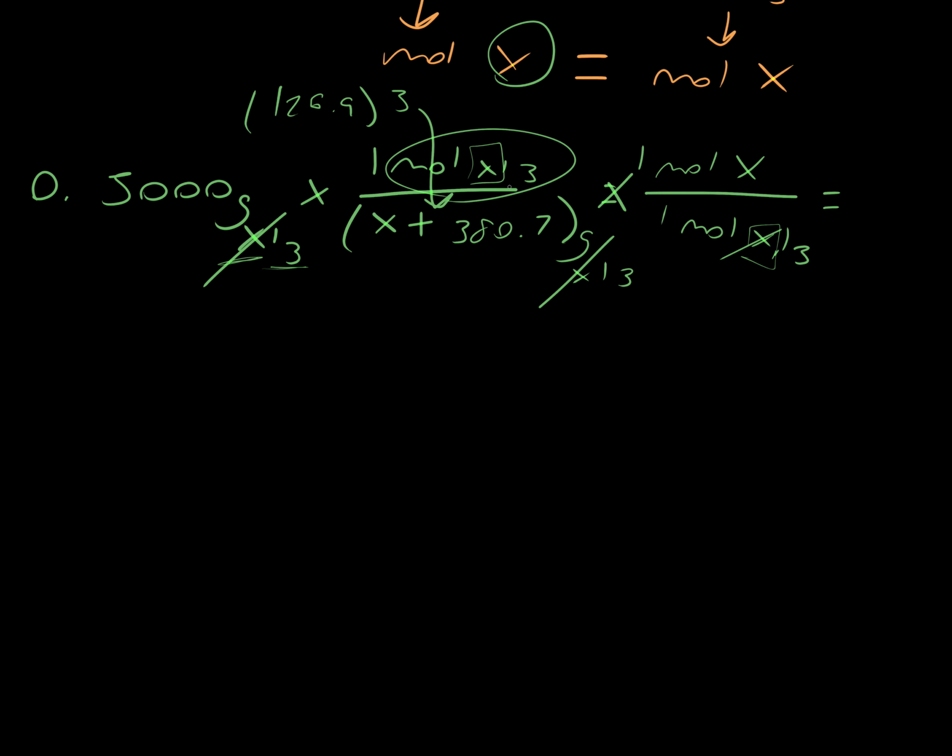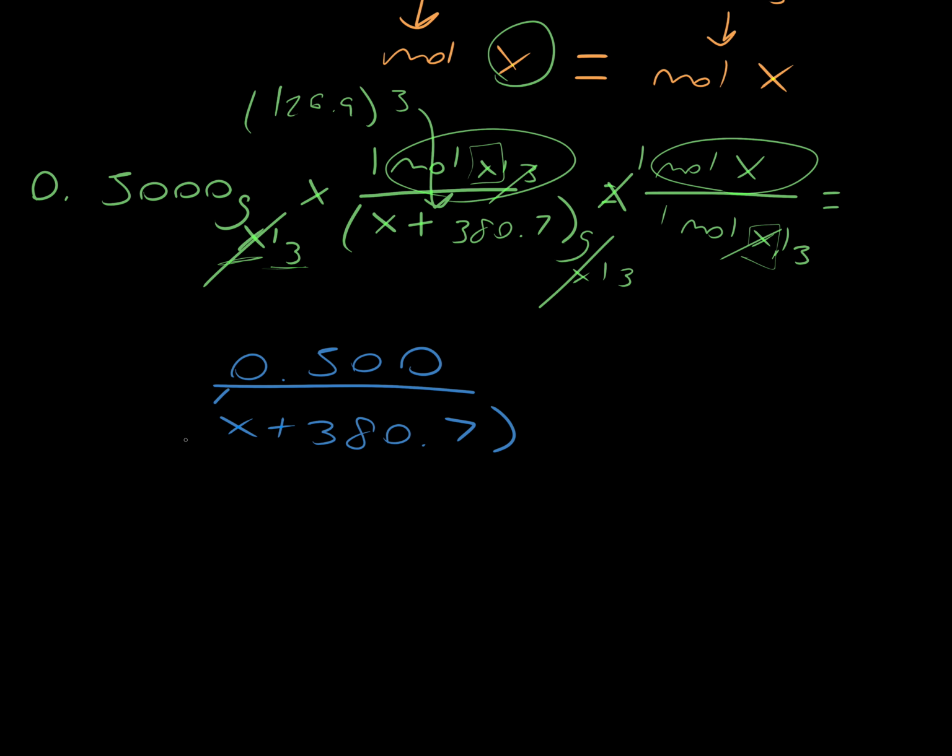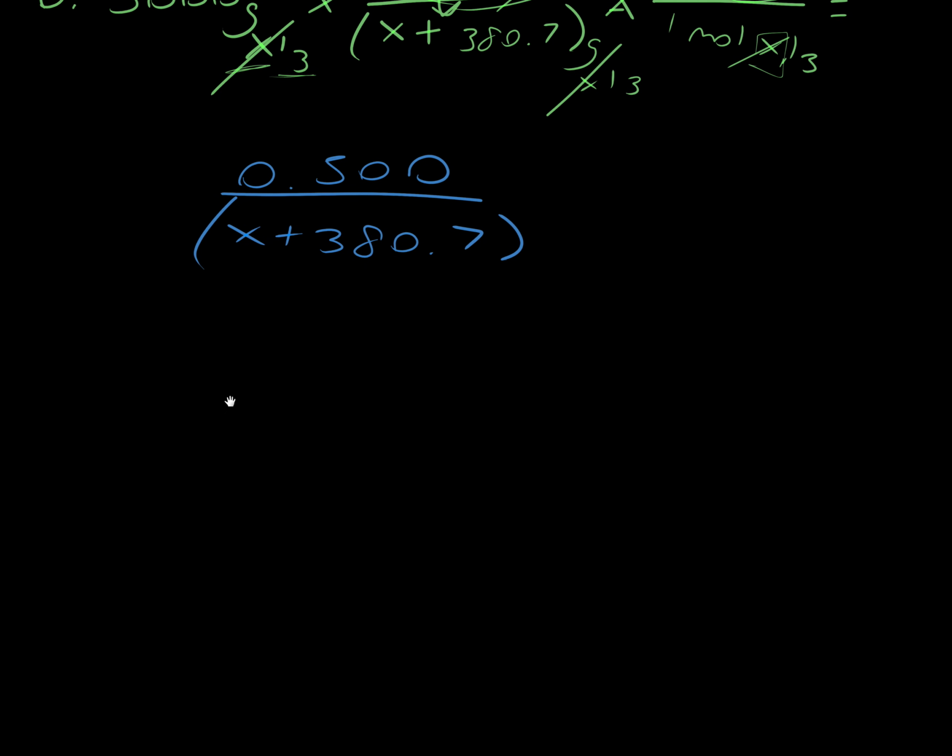We're going to go ahead and cancel those out, and we're going to be left with our unit that we want. From here, it's going to be 0.500 divided by X plus 380.7. And that's going to give us what we want. Let's move on to the next step.